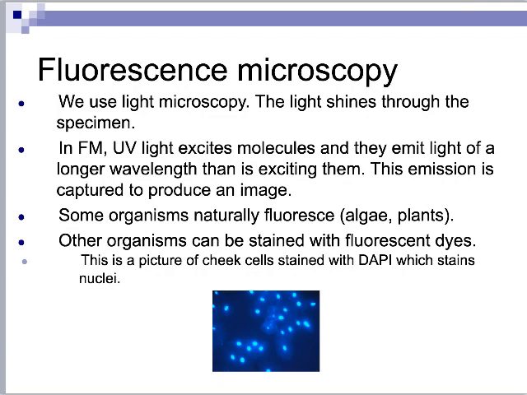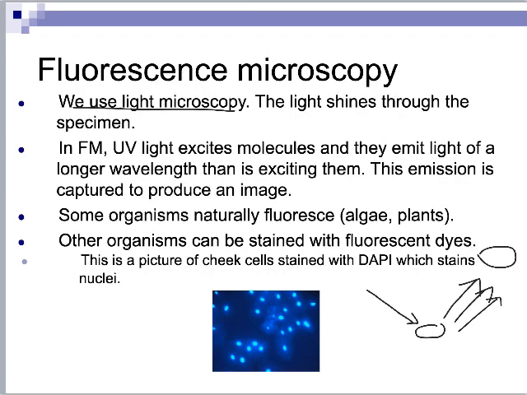All right, now fluorescence microscopy. Typically we're using light microscopy, right? So the light goes through the specimen, coming from the bottom and going up through. In fluorescent microscopy, UV light comes down and hits the specimen and excites the molecules that fluoresce, and then they give off or emit light at a longer wavelength than what's exciting them. The emission is what actually gets captured, and that's what's used to create an image.